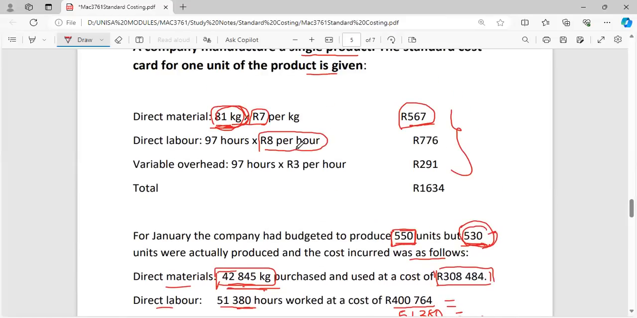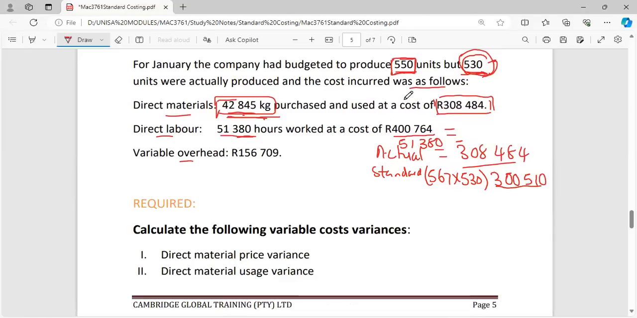If you want to get the standard hours, you multiply 776... times 97. Yeah, because we want hours, we don't want this money. So it's 97 hours per unit times the 530. Am I right? Yes. So that's how you figure out that one.